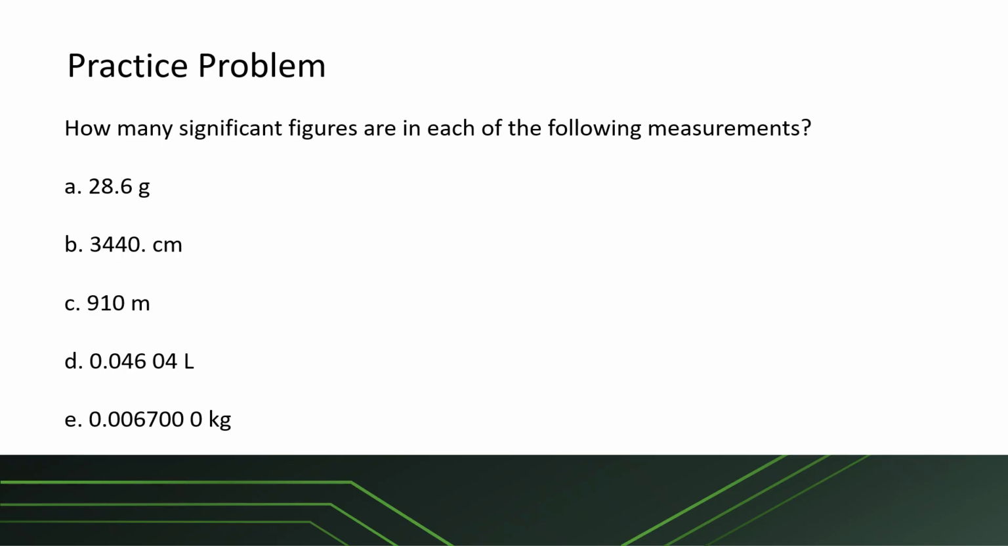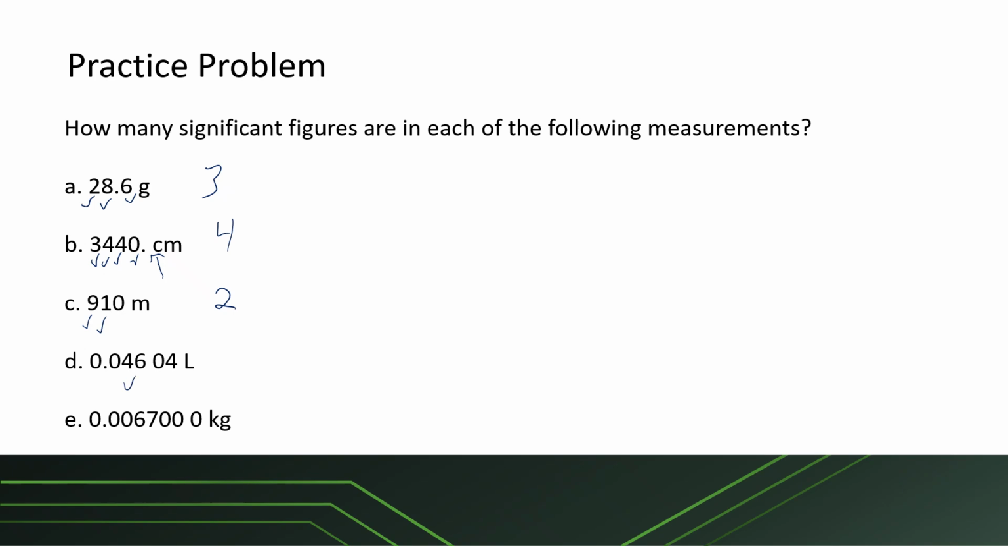Let's do a few more examples. So for A, all non-zero digits count. So all 3 of these count. That's 3 significant figures. For B, non-zero digits count. Zeros at the end count when there is a decimal. There is a decimal, it's right there at the end. So that makes the 0 count. So this one has 4 sig figs. For C, non-zero digits count. The 0 at the end only counts when there's a decimal. There's no decimal there, so that 0 at the end does not count. This one only has 2 sig figs.